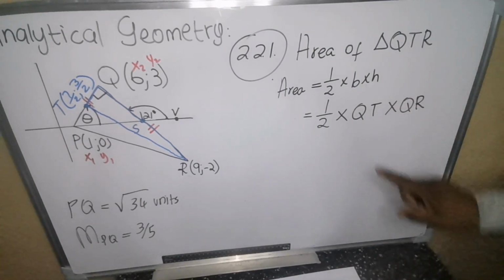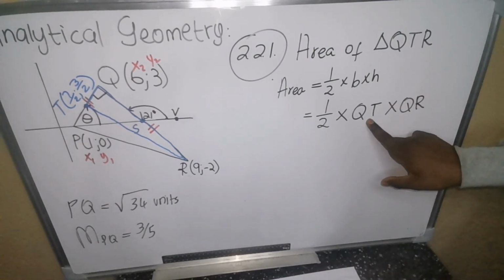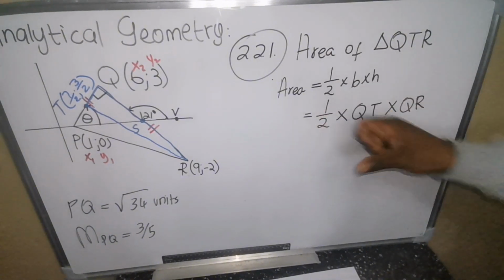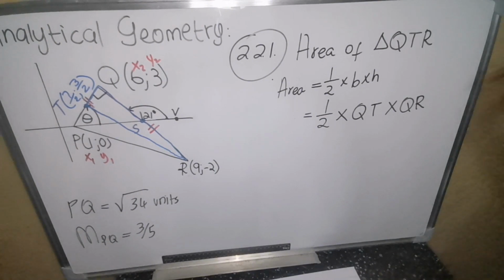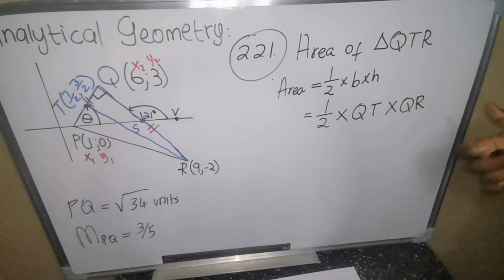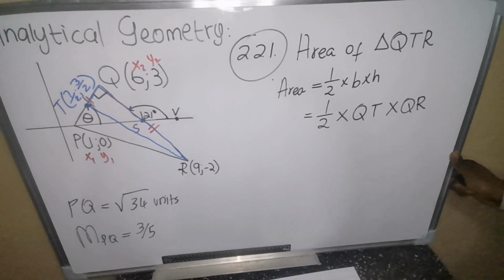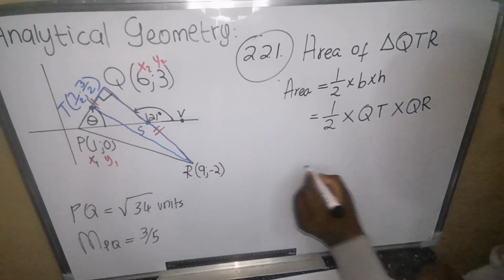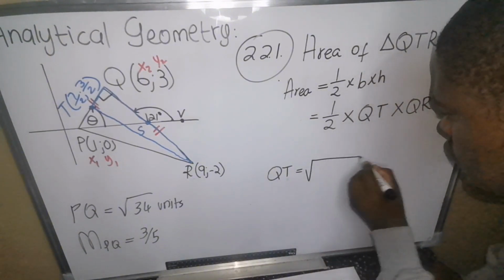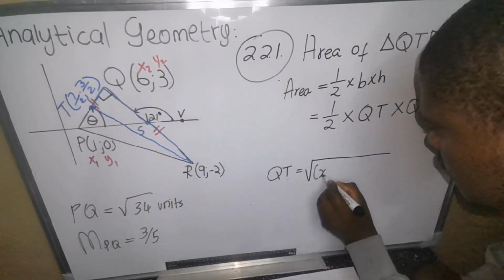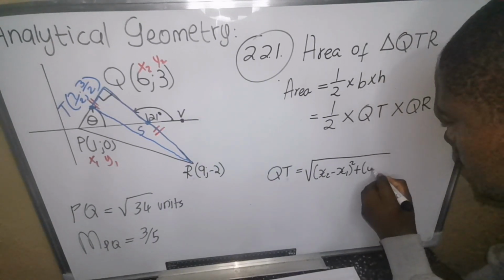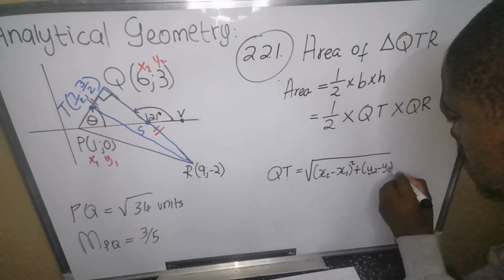So basically, you must find the length of QT and the length of QR for you to be able to determine the area of triangle QTR. Let's find the length of QT and the length of QR. The length of QT is equal to the square root of (x2 minus x1) squared plus (y2 minus y1) squared.